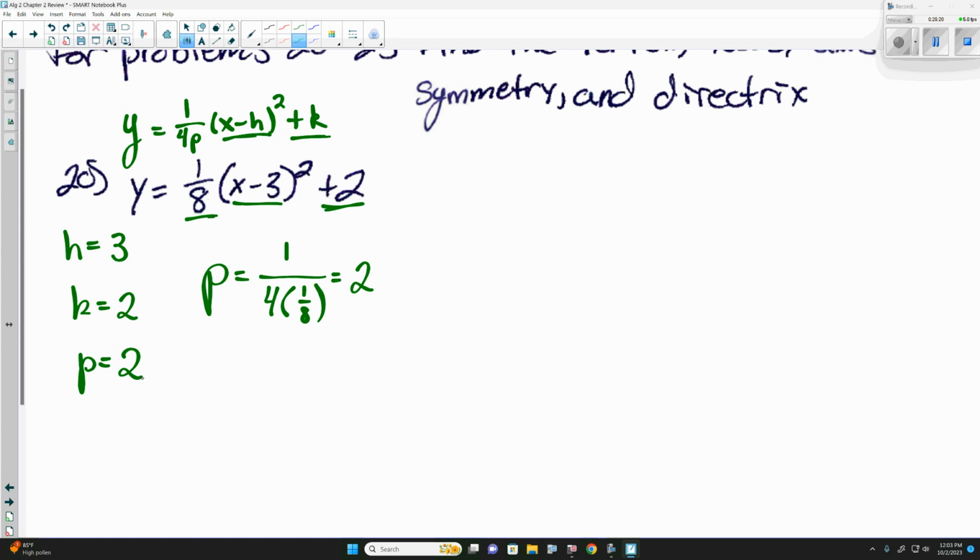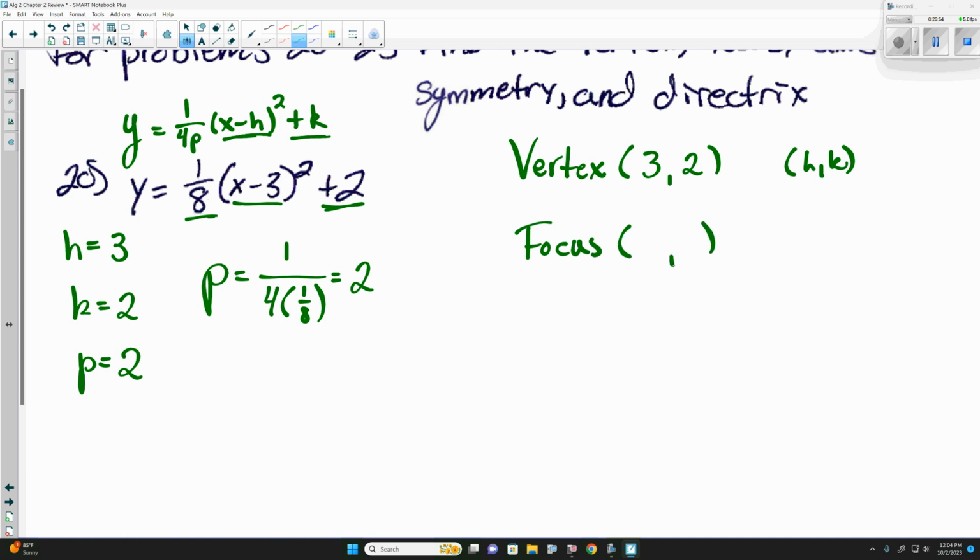Questions on how we found the values of h, k, and p? First thing we can find is the vertex, and the vertex is our point h comma k. Well, the h value in this case is 3, and the k value is 2. Again, we're just pulling from h, k, and p, these values that we found. And that gives us the vertex.